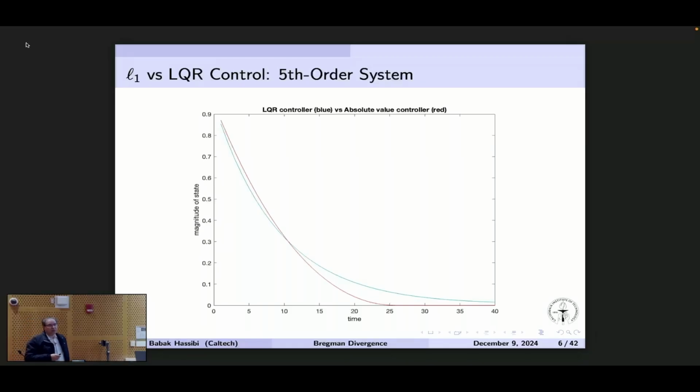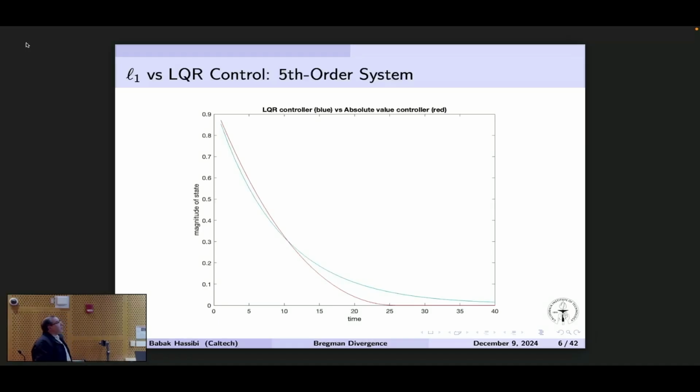Yes? Sorry, what's the control doing when that state is being driven more rapidly? I will show you later when I add noise. I will show you that in much more detail. This is all motivation, but that's an excellent question. It will be doing more, of course, but I will show you all of that.